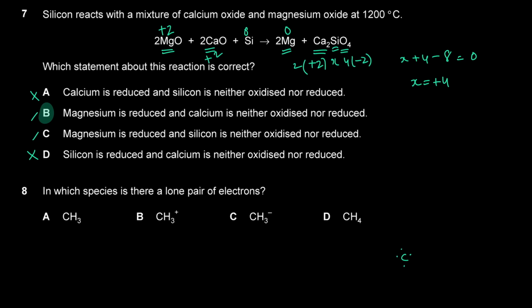Now in CH3, carbon is making 3 single bonds with hydrogens. So CH3 radicals don't have a lone pair. CH3 plus, this electron is removed, so it doesn't have a lone pair either. CH3 minus, there's an additional electron on the carbon, which gives it a lone pair, right? So CH3 minus has a lone pair. And then obviously CH4 doesn't have a lone pair, because carbon is just making 4 single bonds in that case.